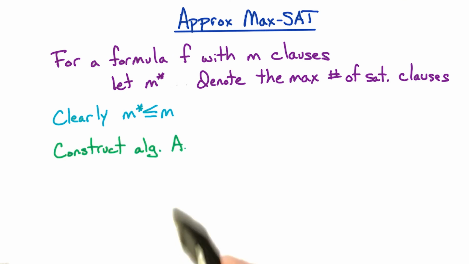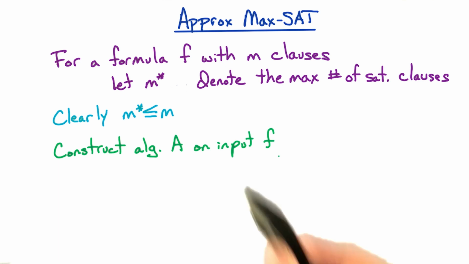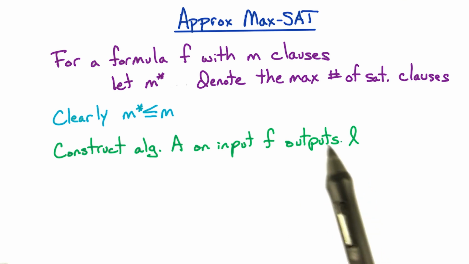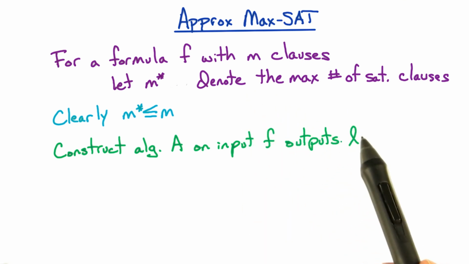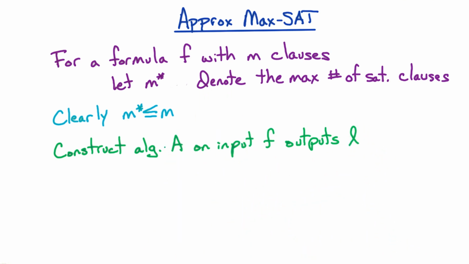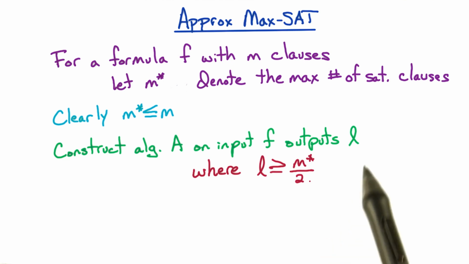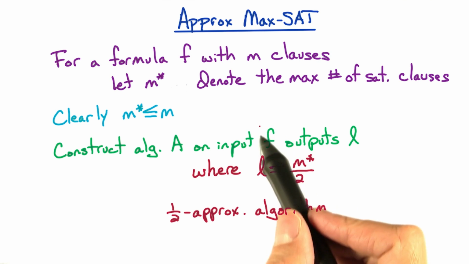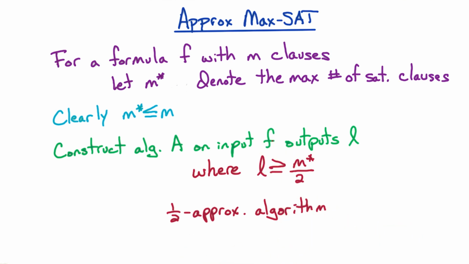Now we're going to construct an algorithm which we'll denote as capital A. It's going to take a formula f as input, and it's going to output L on this input f. To be precise, it's going to output an assignment which satisfies L clauses of f. So L is the number of clauses satisfied by the assignment outputted by A. Now how does L compare to the optimal solution m star? Well, in our first instance, we're going to guarantee that L is at least m star over 2. Even though we don't know m star, we're going to guarantee that the output of our algorithm is within a factor of 1/2 of the optimal number of satisfied clauses. And if this holds for every formula f, then this is a 1/2 approximation algorithm.